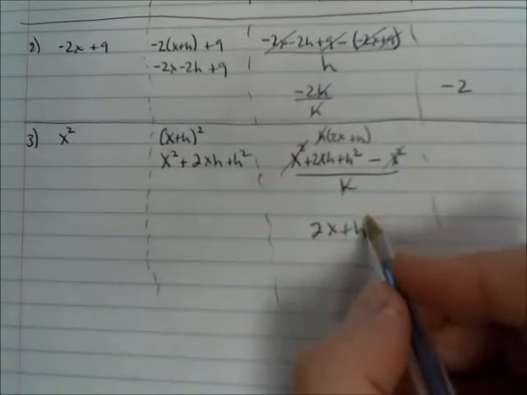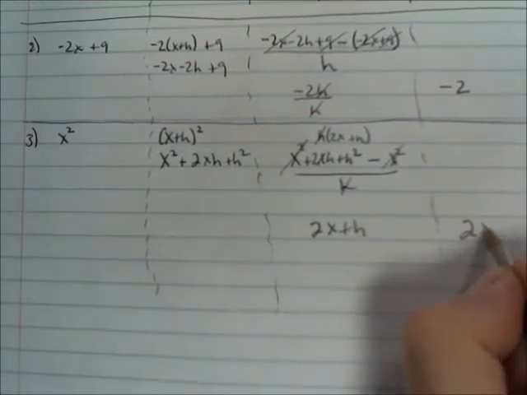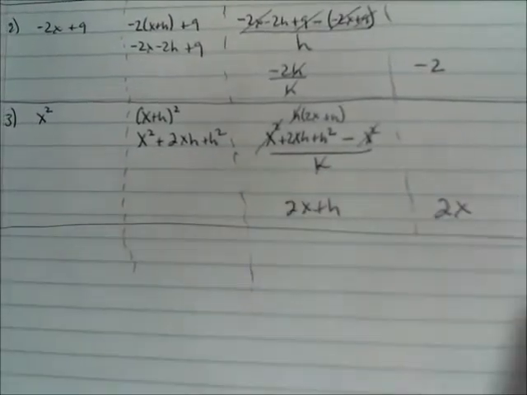And then if h equals 0, you're going to substitute a 0 in, and you're going to be left with 2x. And that's the end of that example.